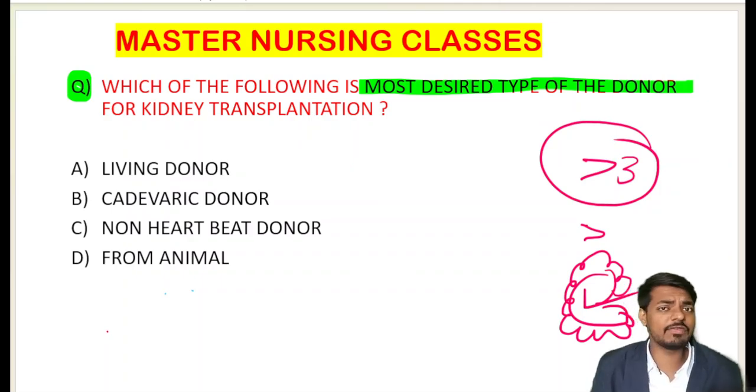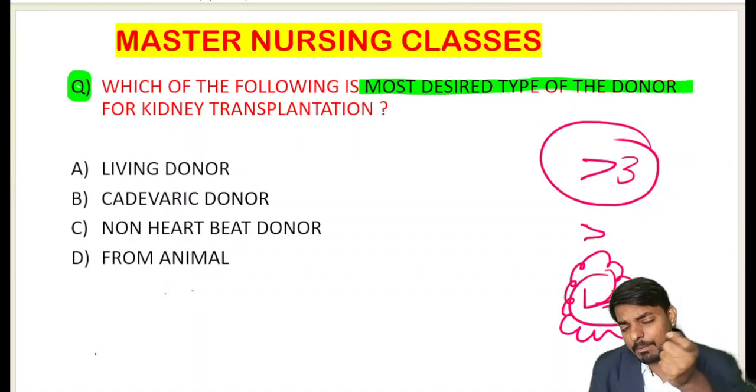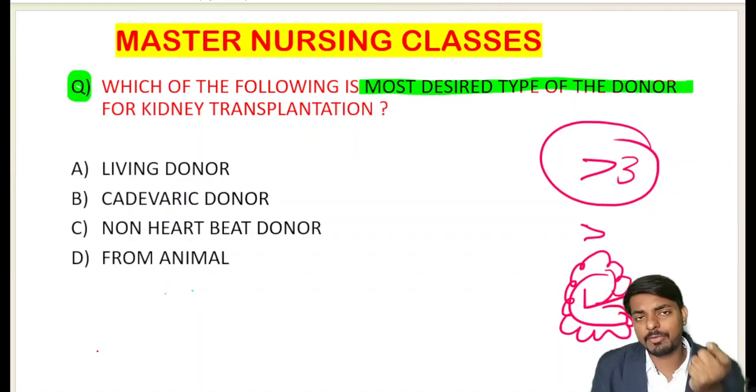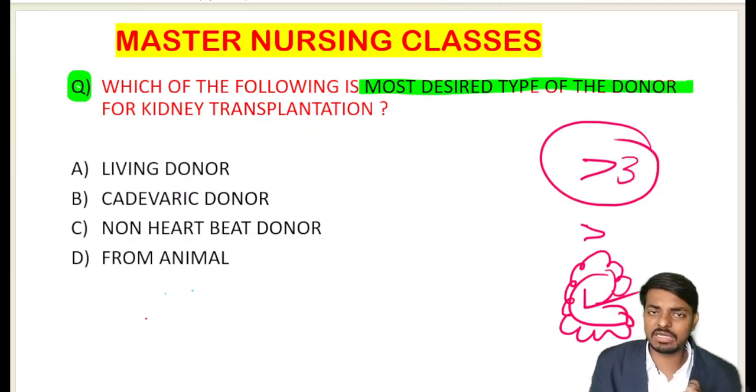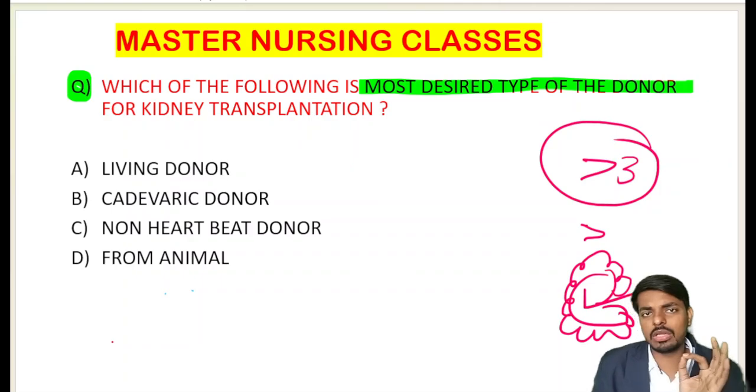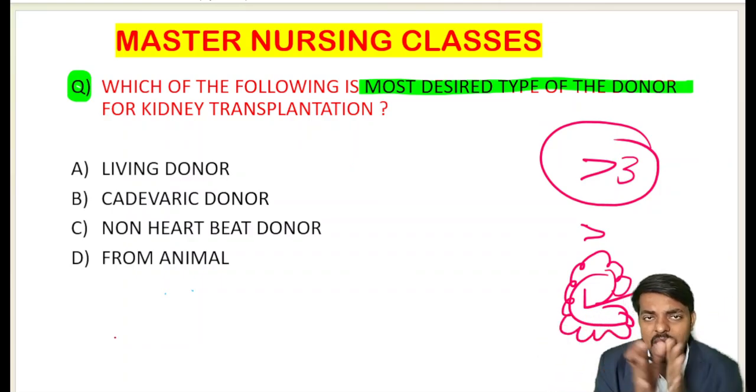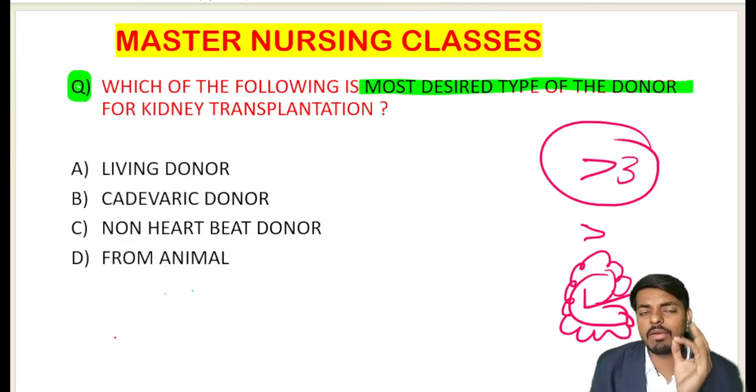Can we take the kidney from anyone? No, we can't take the kidney from everyone. We need to do certain histocompatibility tests. After matching with the histocompatibility tests, we decide whether the kidney should be taken or not. The most desired type of donor, with the highest chance of matching all the histocompatibility tests, is our own family pedigree members.